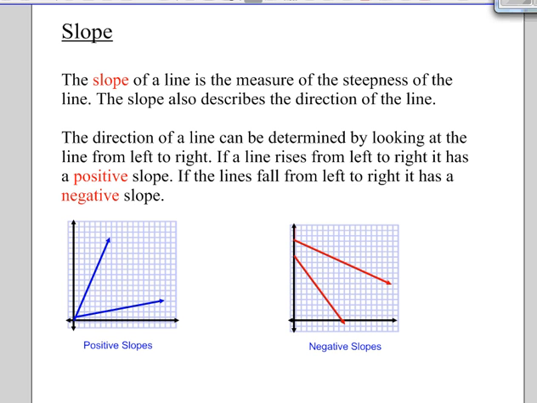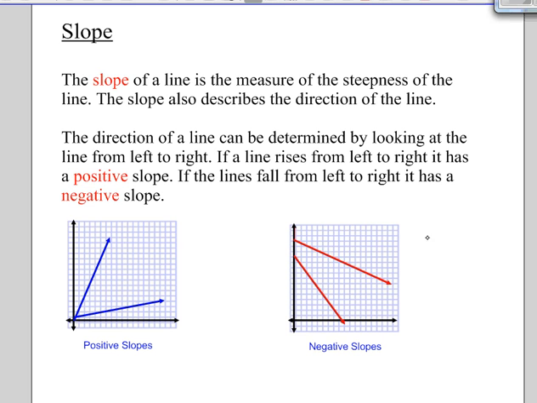So this is just a review of some of the things that we talked about last class. Basically, slope is the measure of how steep a line is, and slope can either be negative or positive. So for example, if you look at these ones on the left, if you read the graph from left to right, these lines are both rising, and so they're called positive slopes.